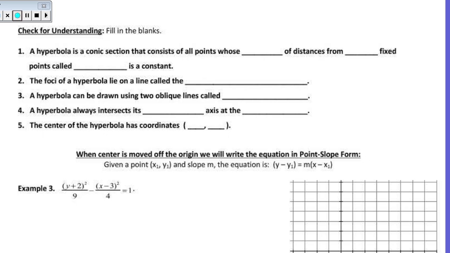So just a little vocab here. A hyperbola is a conic section that consists of all points whose difference, and that's where that minus is coming from in the a squared minus b squared, from two fixed points, and those are our foci, is constant. So for the ellipse, the distance is added together. For the foci, it is subtracted.